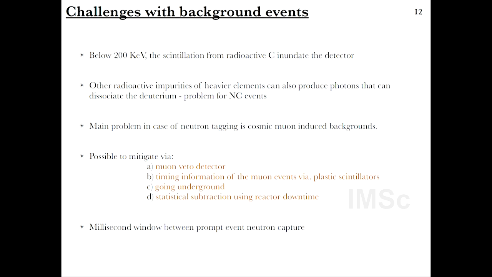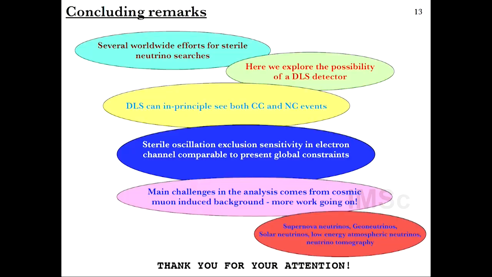One of the things that I did not talk about is the challenges that we face with respect to the background events. The main problem comes with cosmic muons, which lead to the production of neutrons. If we do not know what those numbers are, it might be difficult to resolve between the signal and the background. I'm going to put that in a very simple way. Yeah, that's all.